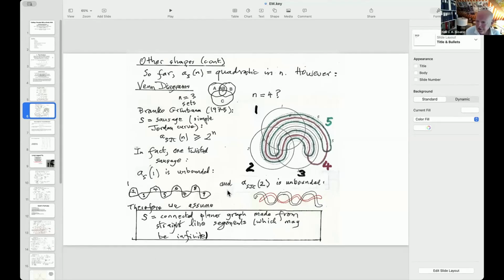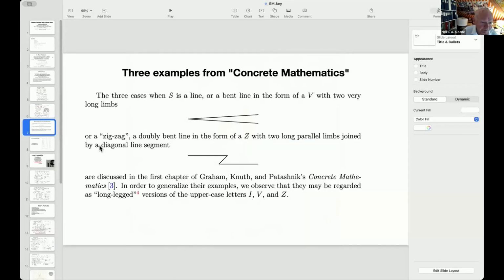So in order to avoid all these complications, I'm going to assume that our shape S is a connected planar graph that's only got straight line edges. It's made from polygonal pieces. I mean, straight line segments only. Some of them may be infinite, but it must be connected. So that's going to be the rule from now on.